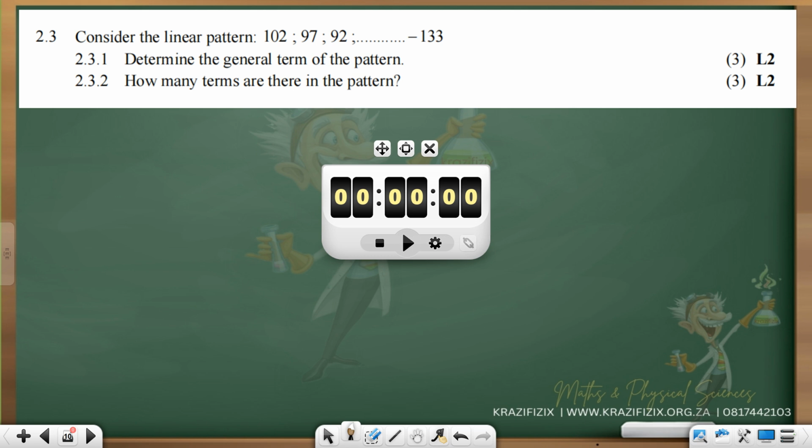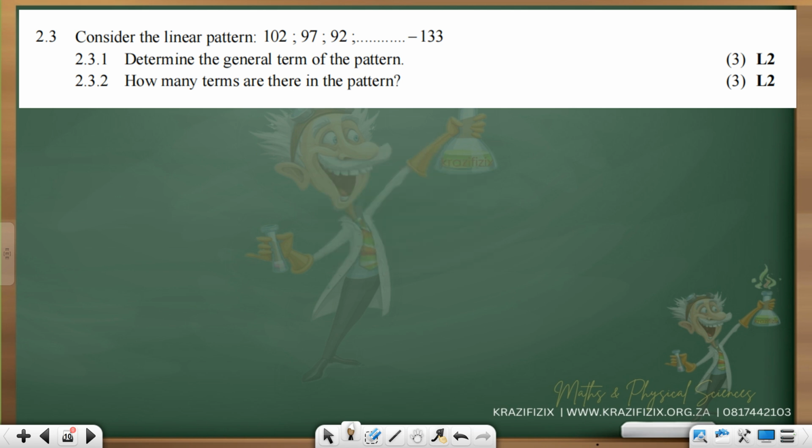Everybody done? Okay, quickly, determine the general term. So what I'll do is 102, 97, and 92. Please, it's always T2 minus T1. And I think this is negative 5.